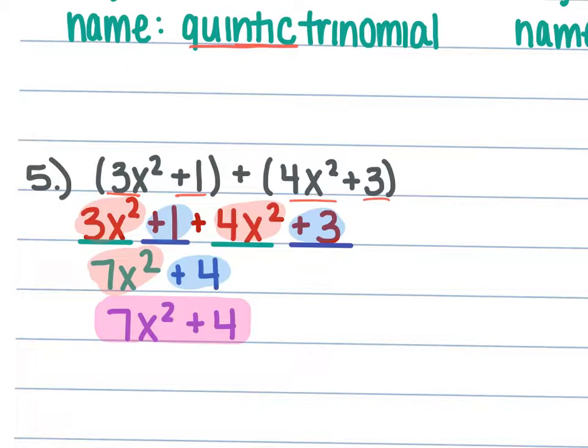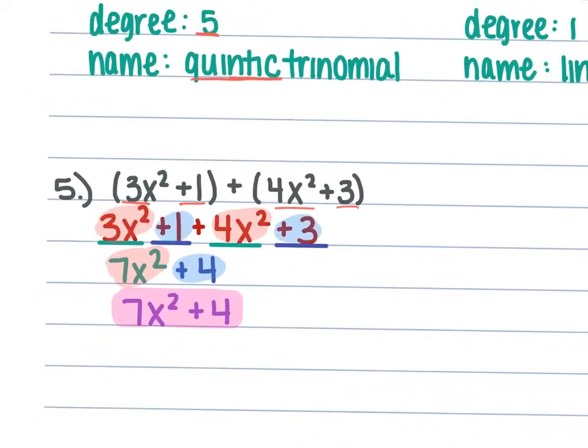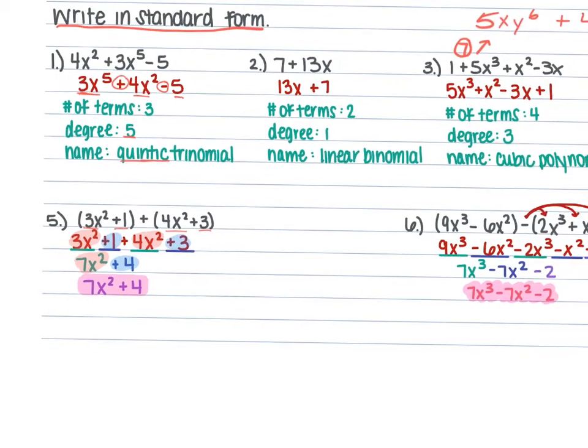Okay, so all we're doing is just adding them. The key thing to remember is if you are seeing adding or subtracting of polynomials, you are not going to change those exponents. You will combine them if you can, but you will not change them. And again, written in standard form with the highest exponent first. There we go.